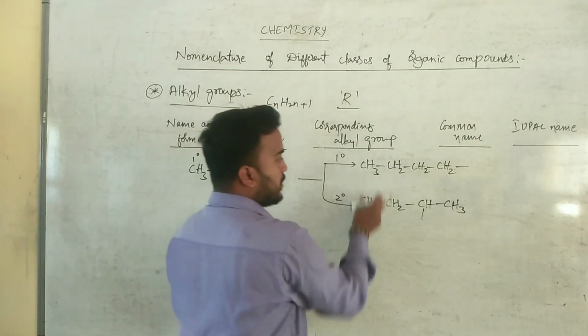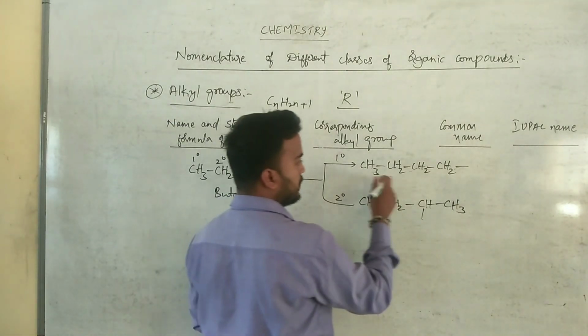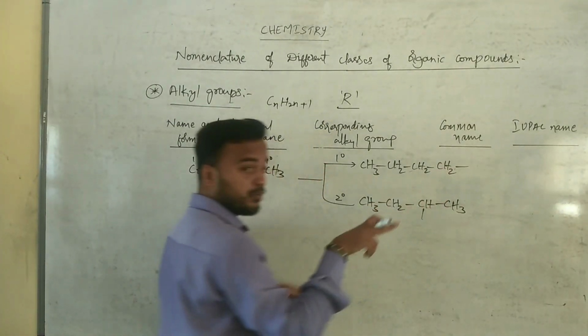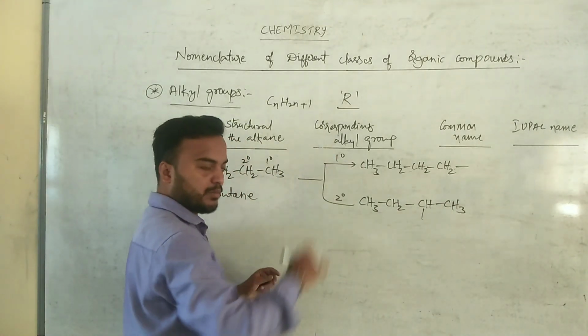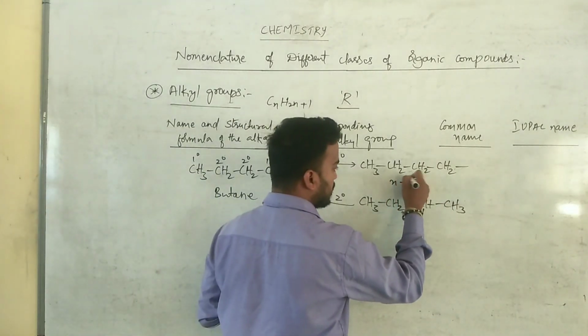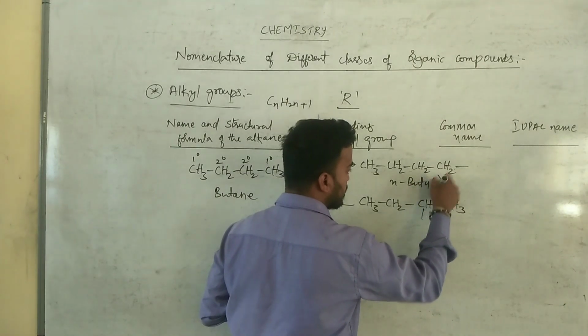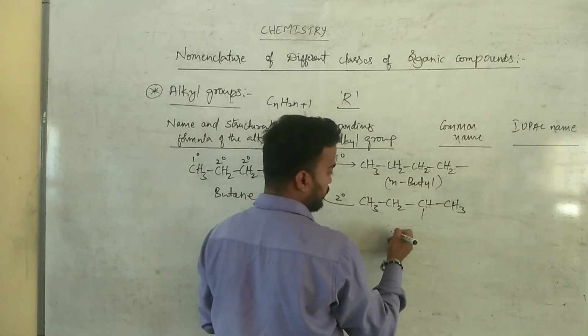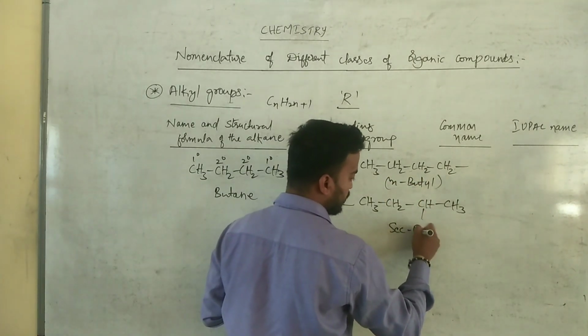So what is the common name for these two compounds? We count the number of carbon atoms. From which side should we do the numbering? But we will do that when writing the IUPAC name. So the common name is N-butyl, and the common name for this compound is secondary butyl.